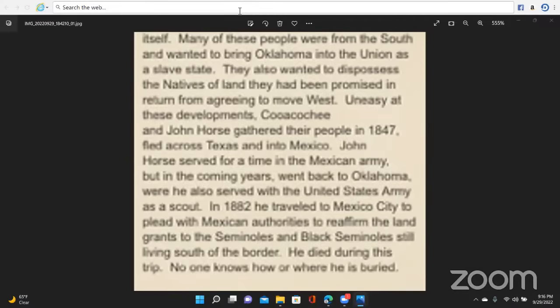Now, watch this. Okay, so now we know that they wanted to dispossess natives of the land they had been promised in return for agreeing to move west. Uneasy at these developments, Kuakochi and John Horse gathered their people in 1847, fled across Texas and into Mexico.